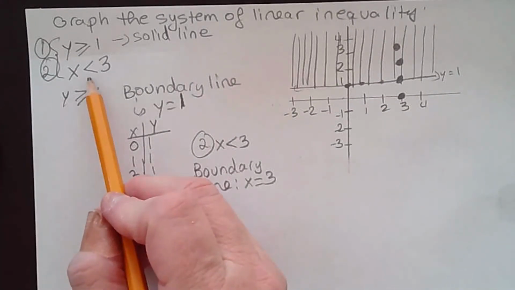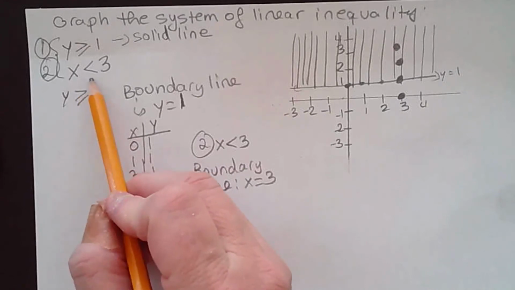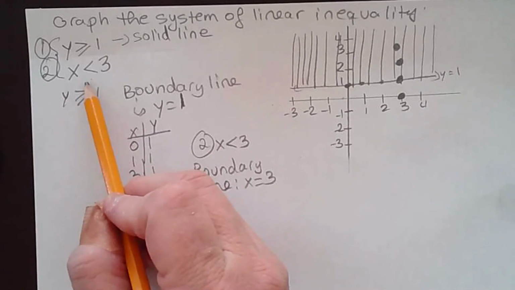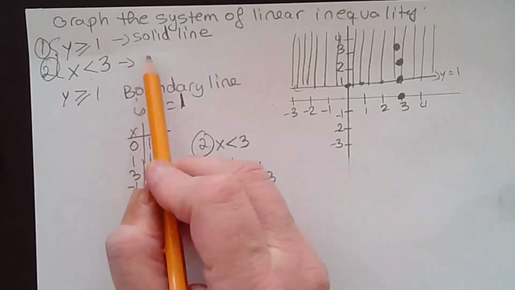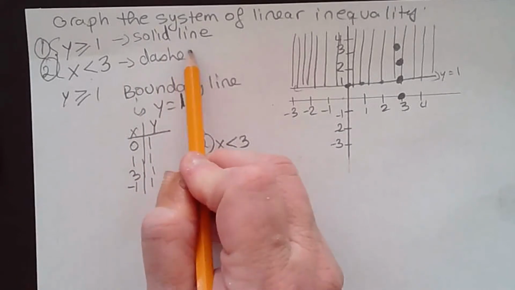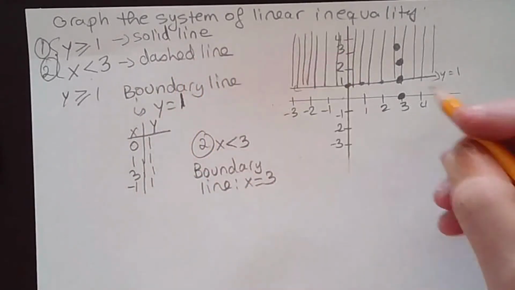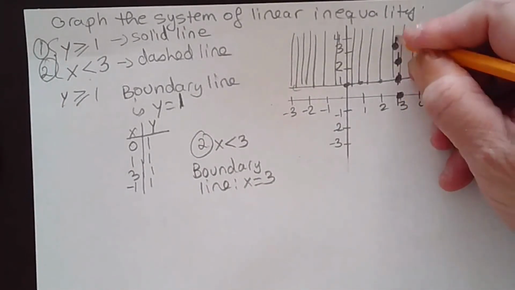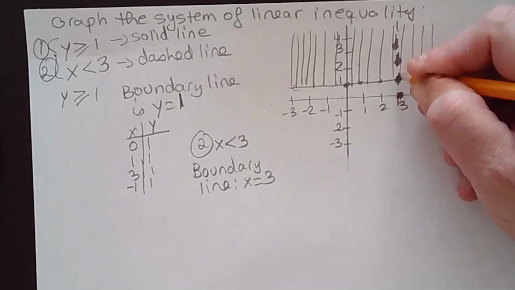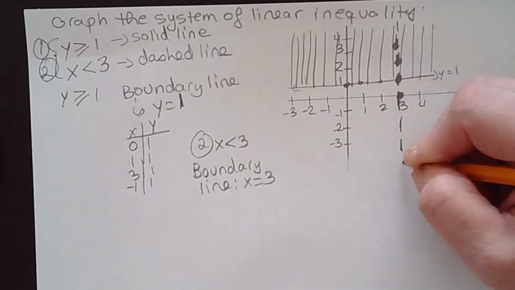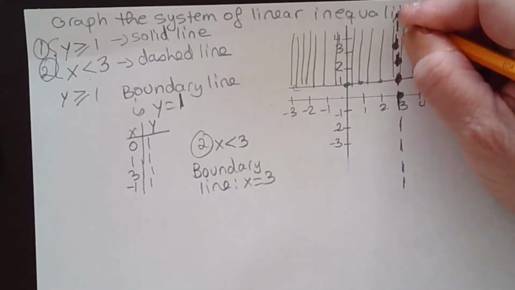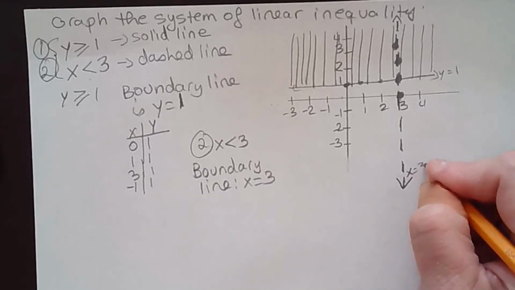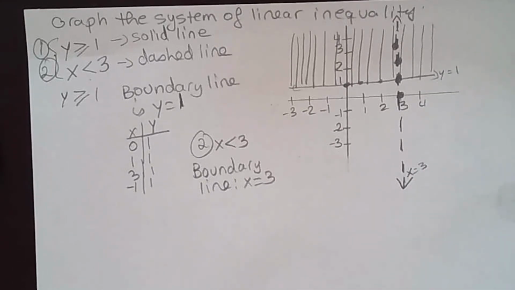If you notice the second inequality here, x less than 3, doesn't include less than or equal, so it does not include the line itself. So here you're going to have what we call a dashed line. So the vertical line is a dashed line. This is the vertical line, x equal 3. It's not included because I have less than.